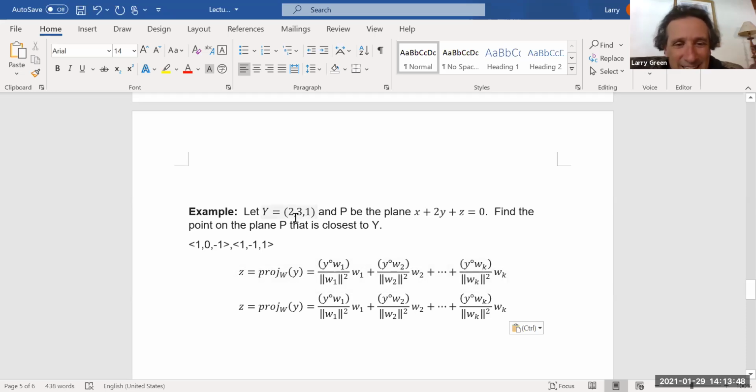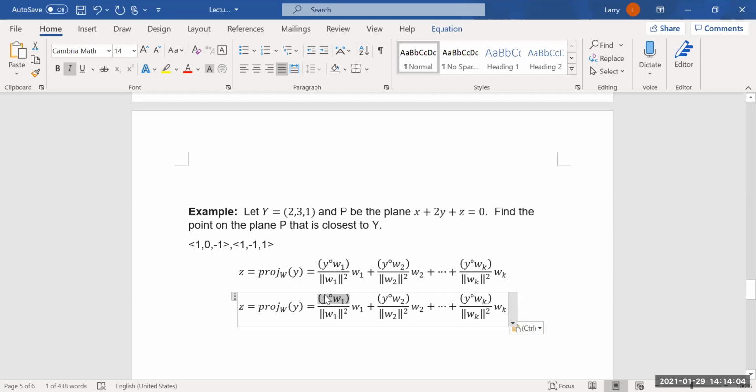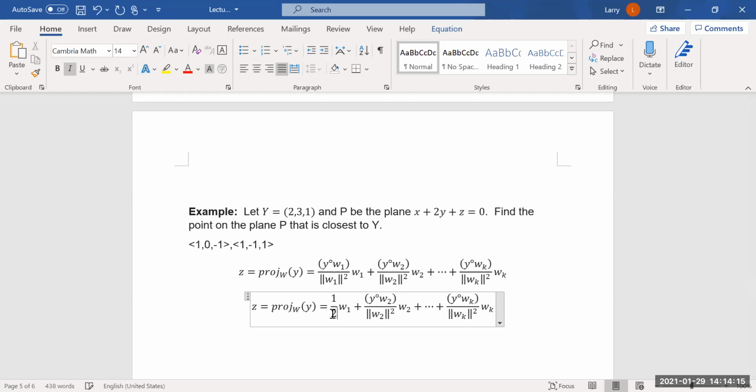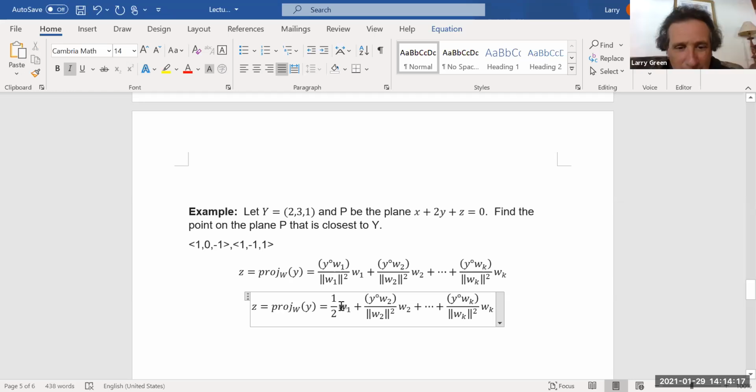So now I'm just going to do this one at a time. I'm going to take y dotted with w1. So what is y dotted with w1? Here's w1, 1, 0, negative 1. That's 1. Kind of nice, right? And what's the magnitude of w1 squared? 2. And then w1 is 1, 0, negative 1.